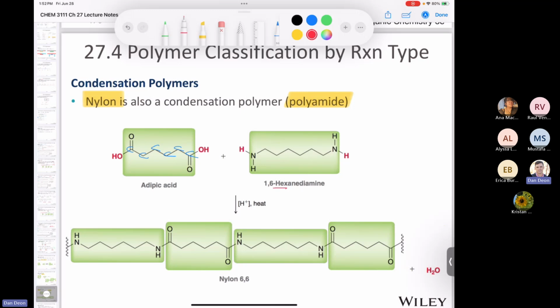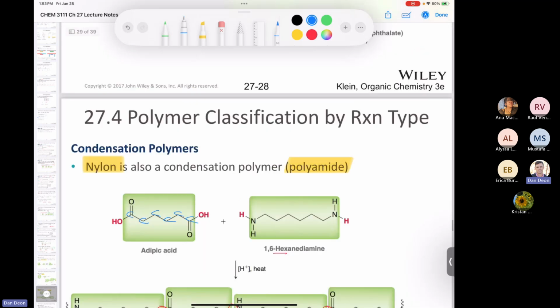So when you do the condensation reactions to form the amide bonds here and here and here, between each one of these, you have 1, 2, 3, 4, 5, 6 carbons, right? Past the nitrogen, 1, 2, 3, 4, 5, 6 carbons, right? So on and so forth. And so we call this a nylon 6,6.